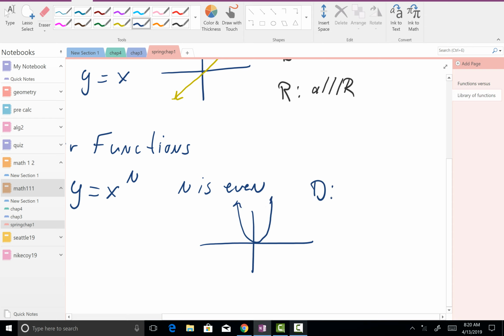Okay, and the domain for those U shapes is, what's our domain? The domain? All reals. Remember, for domain, we're talking about x's, right? So if we fold this down or collapse it down, it's going all the way up. So that's just going to be all reals. Now, what about the range? Yeah, everything above 0, right? Good job. Okay? So that's when we have even, all right?